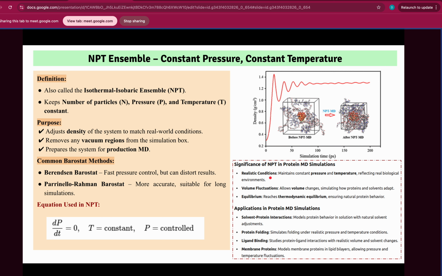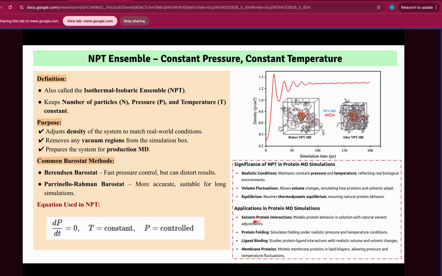The significance is to recreate realistic conditions at constant pressure and temperature, as in the real biological environment. Volume fluctuations: it allows the volume changes and simulates how my protein and solvent will adapt. When I add a solvent, the protein can interact with the solvent and certain things take place, and it allows for those changes. It allows for volume fluctuations and equilibrium, reaching a thermodynamic equilibrium, which ensures natural protein behavior, because with time, in the presence of solvent, some changes take place.